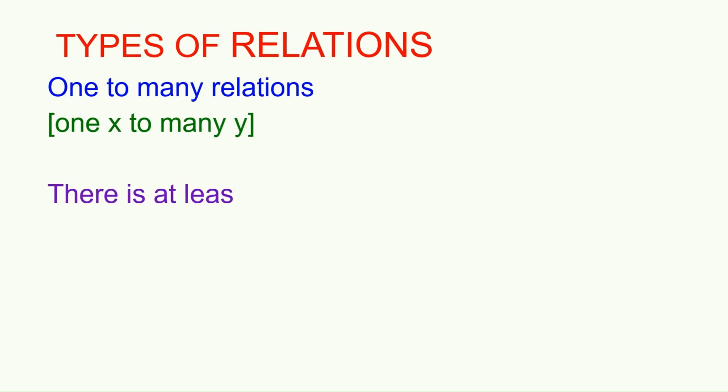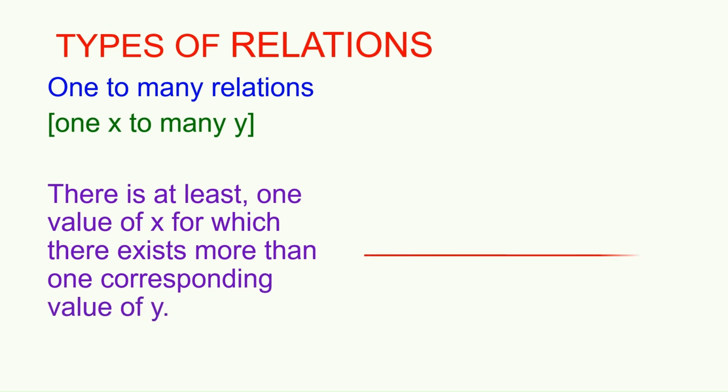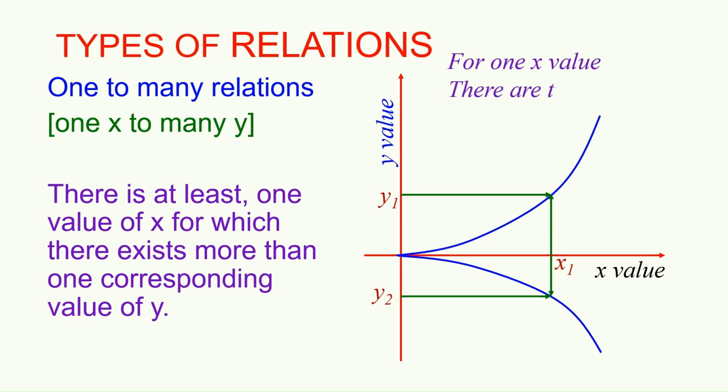One-to-many relations, one x to many y. There is at least one value of x for which there exists more than one corresponding value of y. To explain it further, we draw a function of x, or y versus x, on the Cartesian plane or graph. Any value x1 on the curve will have two values of y, y1 and y2. This is a one-to-many relation between x and y.